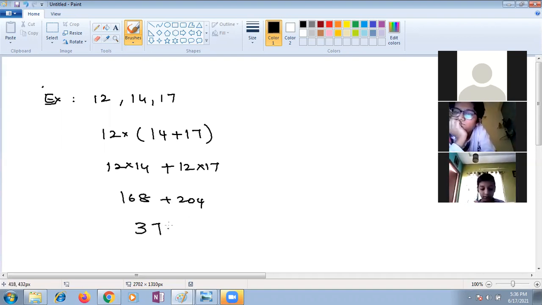Another method is 12 into 14 plus 17. That's equal to 12 into 31, which is 372. Hence both the answers are the same.